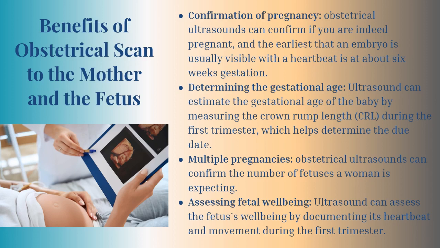It allows for confirmation of pregnancy; it can confirm if you are indeed pregnant, and the earliest that an embryo is usually visible with a heartbeat is at about 6 weeks gestation. Determining the gestational age: ultrasound can estimate the gestational age of the baby by measuring the CRL, or the crown rump length, during the first trimester, which helps determine the due date. It can also assess for multiple pregnancies, showing if there are multiples, and confirming the number of fetuses a woman is expecting.